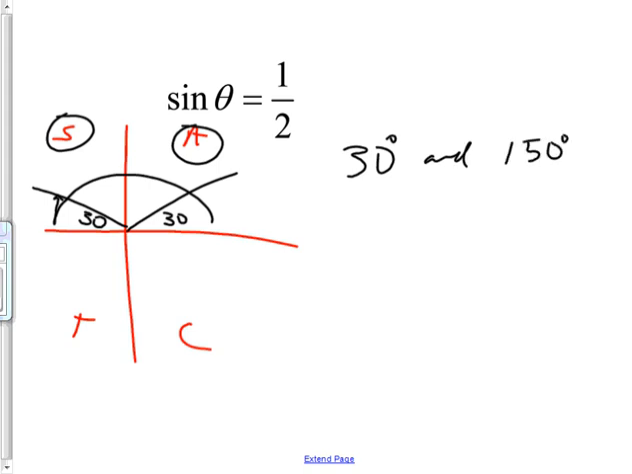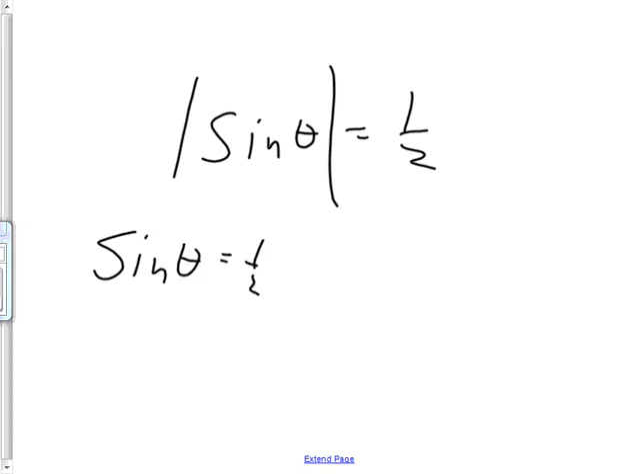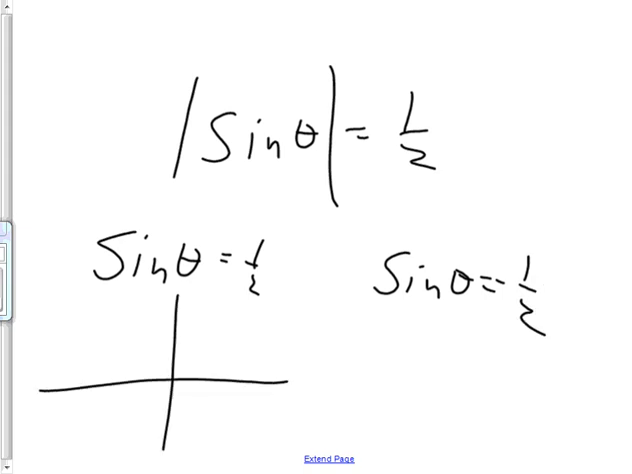All right, next thing. How come sometimes you get 4 answers to these questions? Because sometimes there's more to the problem. Like for instance, what if they do absolute value of sine is equal to 1/2? Well, then that breaks them into 2 problems. Sine theta is 1/2 and sine theta is negative 1/2. And then there's 2 answers over here.